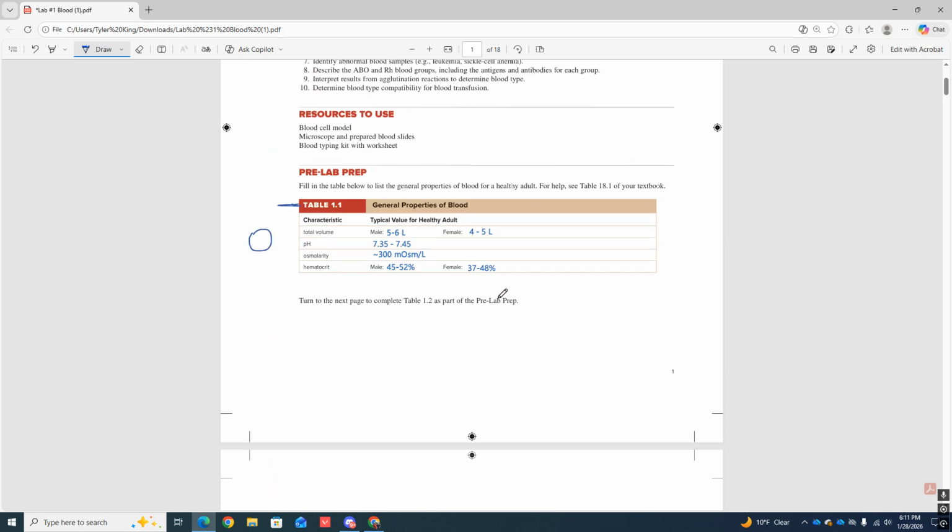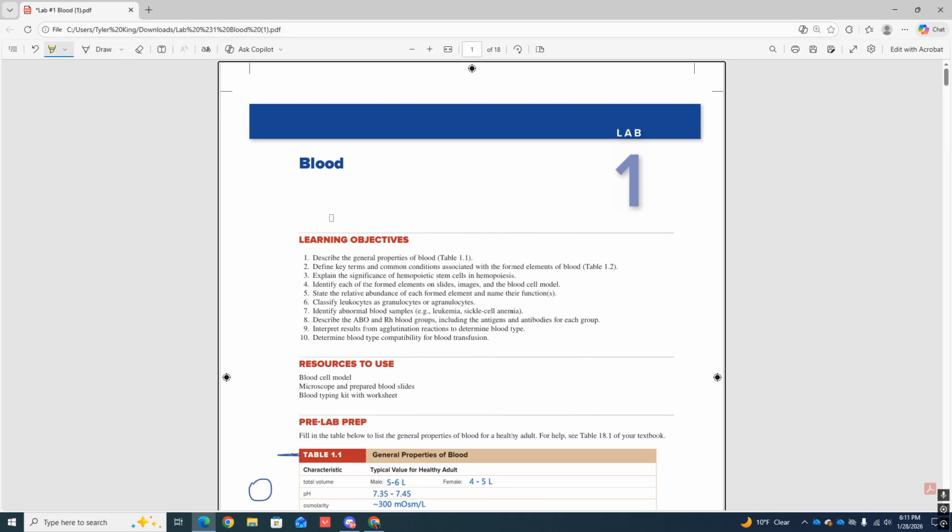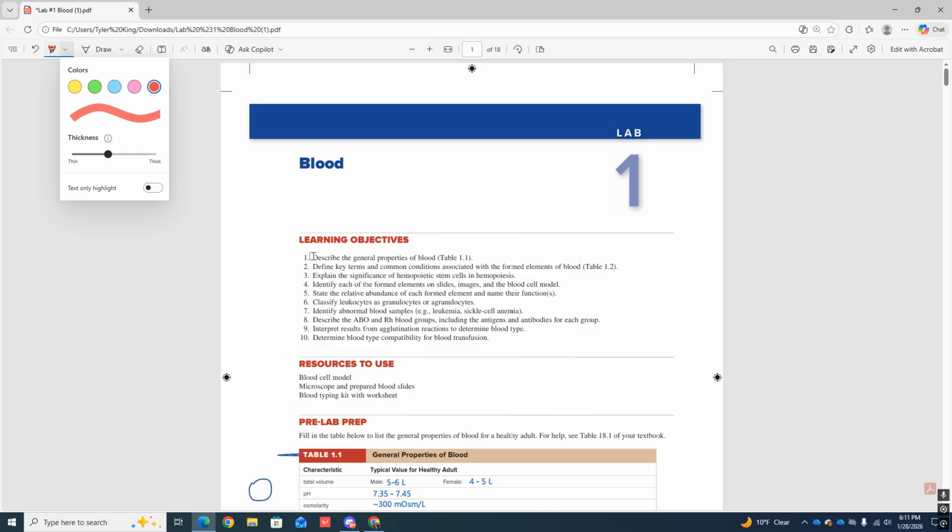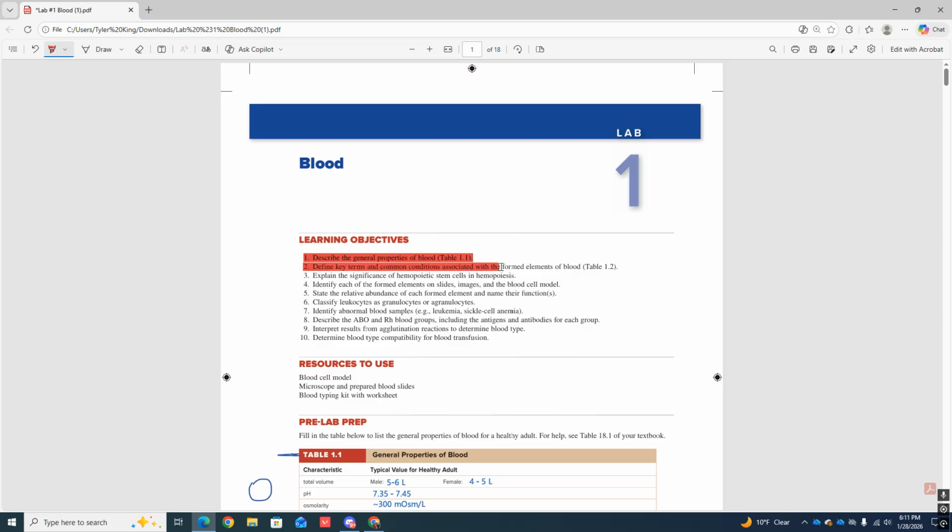So I'll scroll all the way up to the top here. I'm going to highlight what we've done. We for sure did 1.1 together. We talked about the key terms and conditions, table 1.2. Talked about the significance of hematopoietic stem cells, HSCs. We'll talk about number 4 in the next video. We stated the relative abundance. We're going to name their functions in the next video, so we'll keep that one unhighlighted. And then we classified leukocytes as granulocytes or agranulocytes.